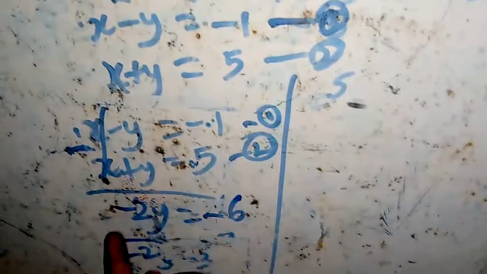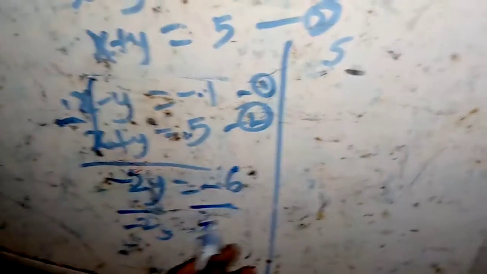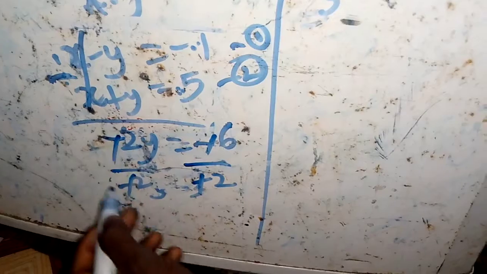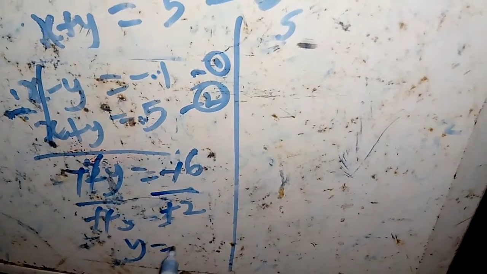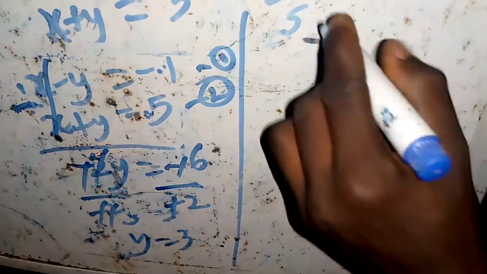What's the coefficient of y? That is the number beside y. So minus 2, minus cancel minus, minus cancel minus, 2 cancel 2. What's left? y equals 3. Since we've gotten our y, you now say substitute.